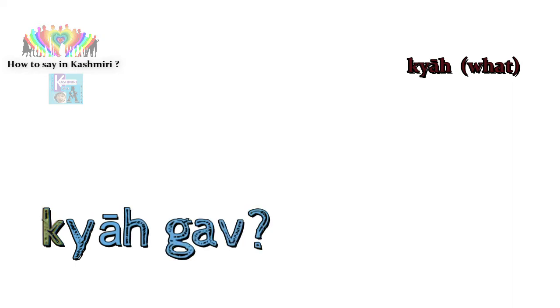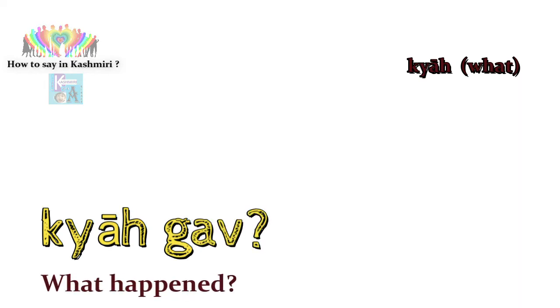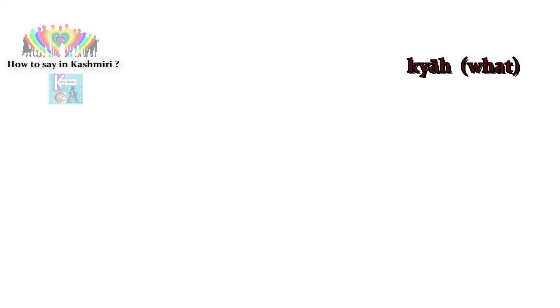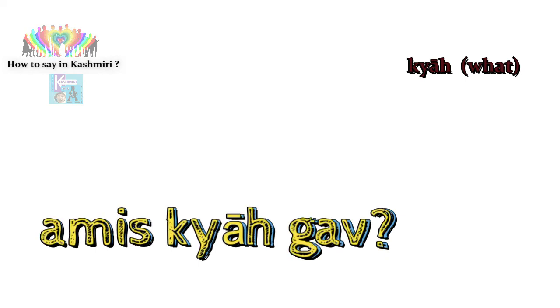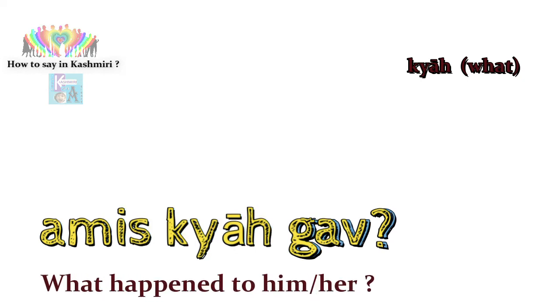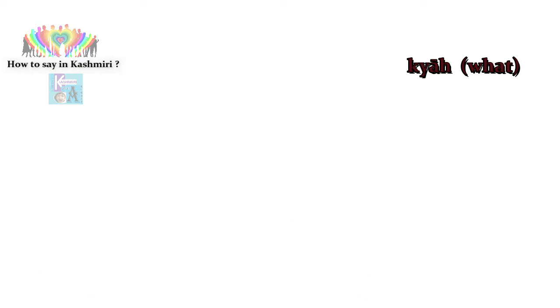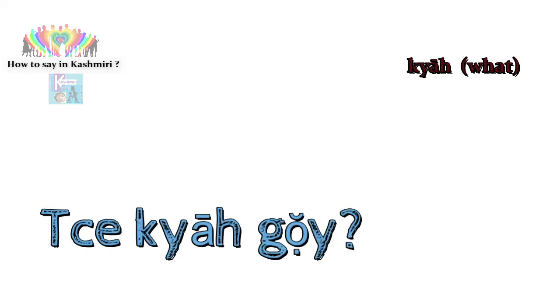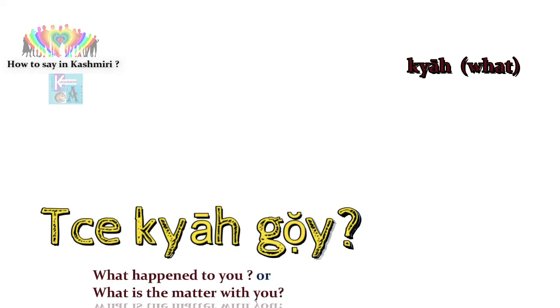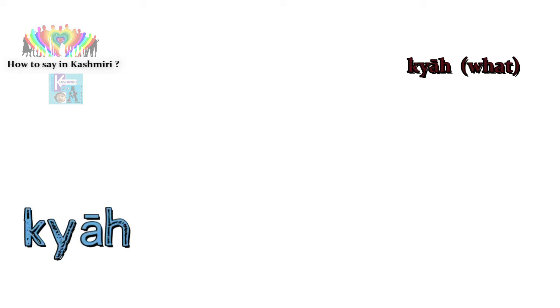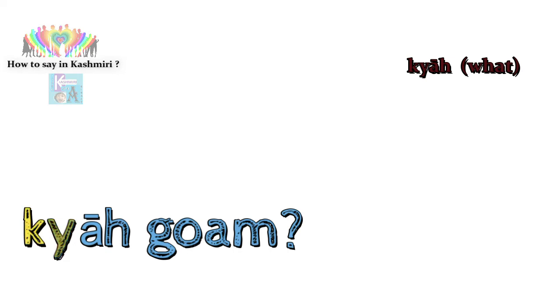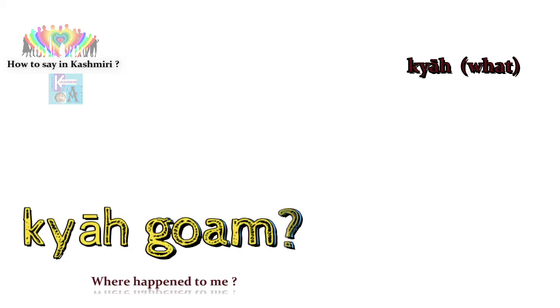Kya gav? What happened? Amis kya gav? What happened to him or her? Tse kya goi? Which means what happened to you or what is the matter with you? Kya gom, which means what happened to me.